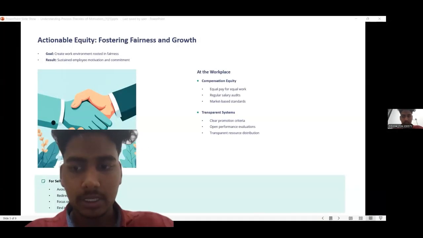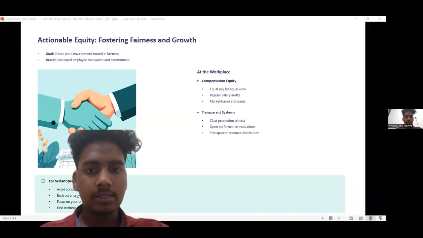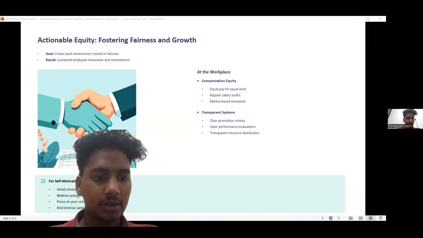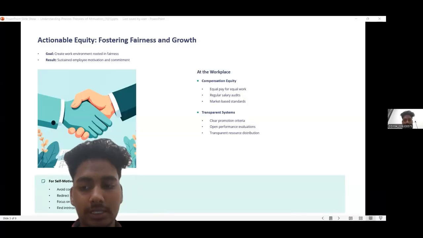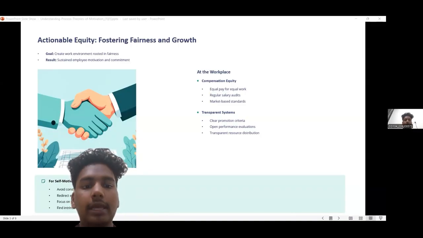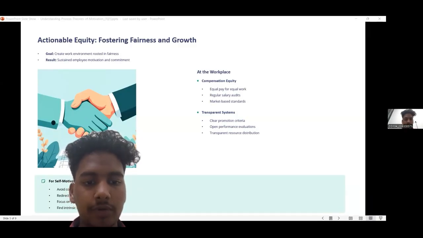Good morning, everyone. My name is Anthony Robit. I'm presenting the application of motivation theories at the workplace, such as compensation and equity. There are three theories: expectancy theory, equity theory, and goal setting theory. In expectancy theory, organizations use this theory to design performance-based reward systems. It connects employees' effort directly with results and rewards, like bonuses, promotions, and recognition. Clearly communicating how performance leads to outcomes motivates employees to work harder and stay committed.